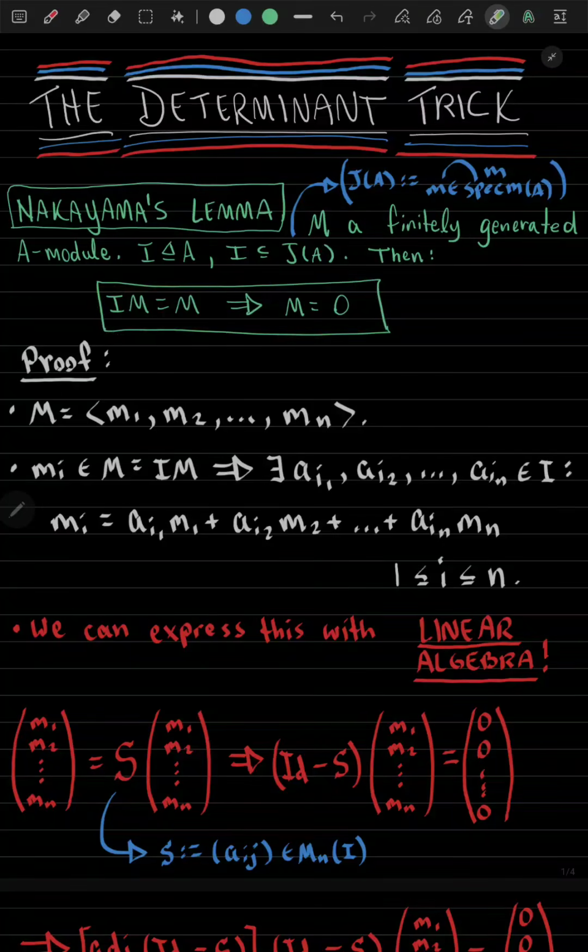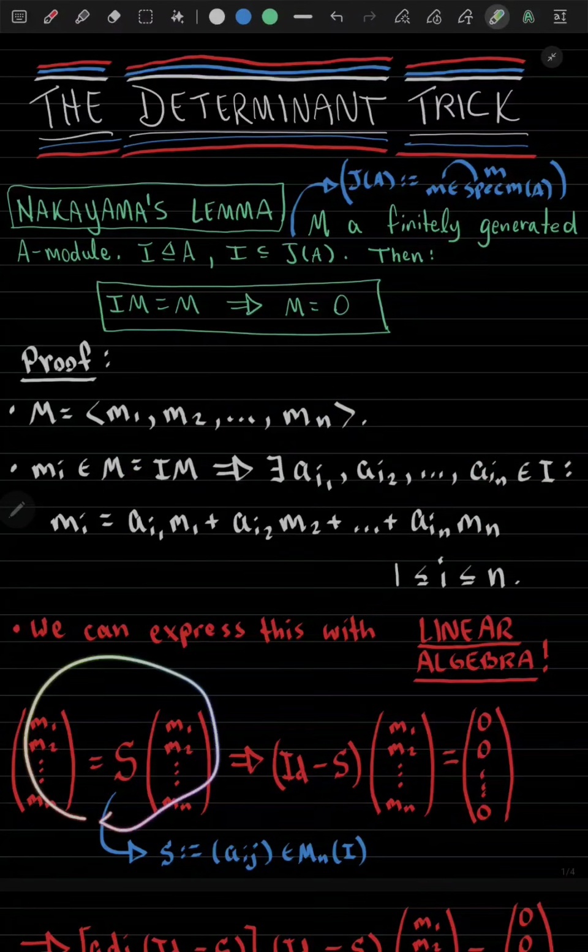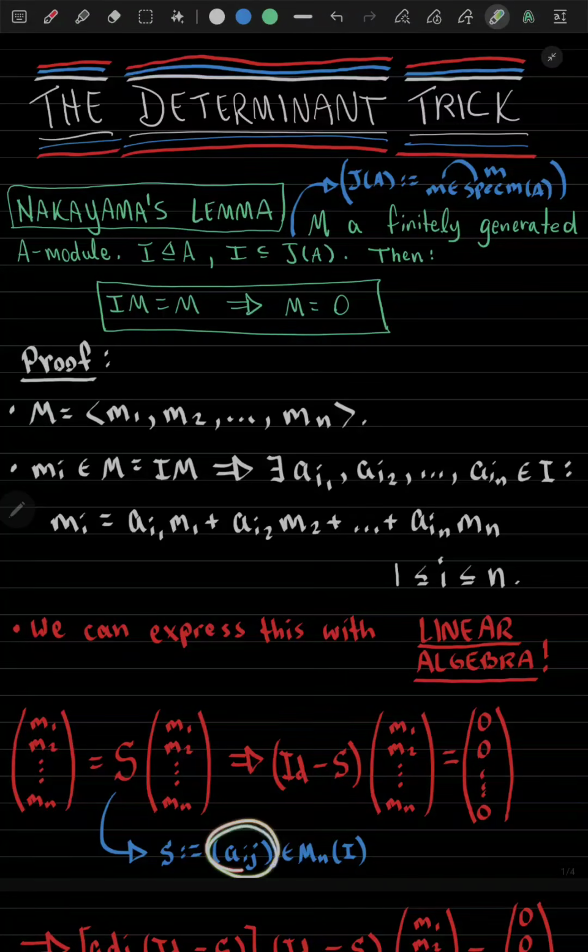Now the proof starts as follows. We have that M is finitely generated, so we can find a generating set of M. And we know that since M equals IM, all the m_i's can actually be expressed as a combination of the other generating elements with coefficients in I. Right? So we can re-express this using linear algebra as a vector equality, where S here is just an n by n matrix given by these a_ij's. Right? So the elements are in I.